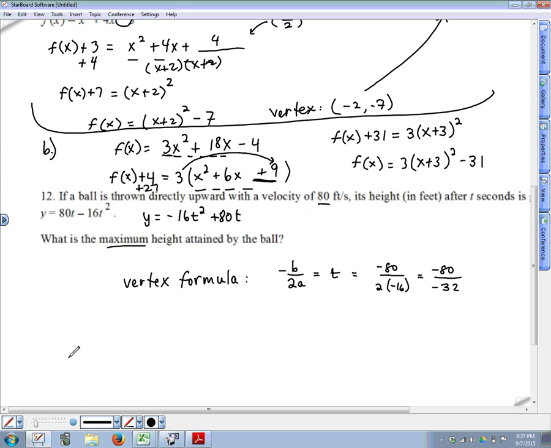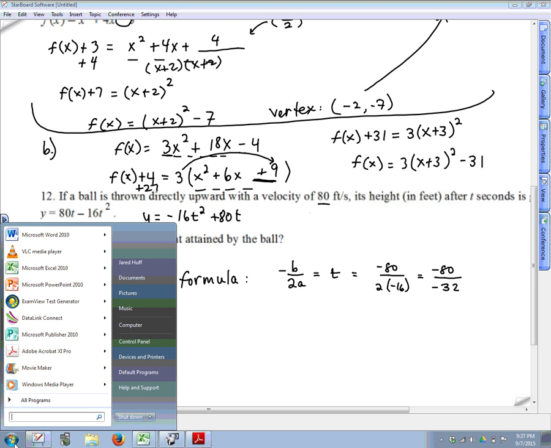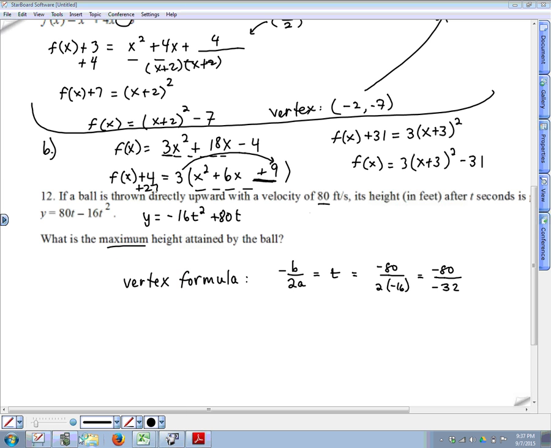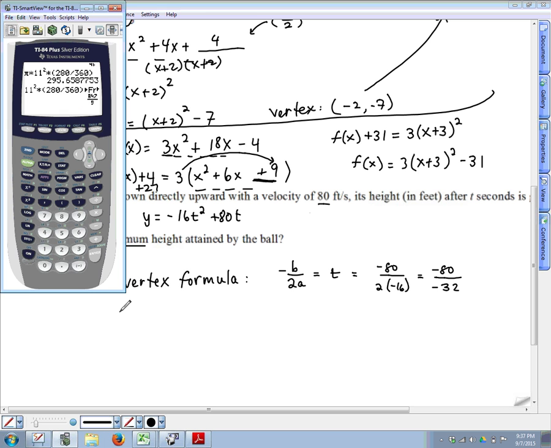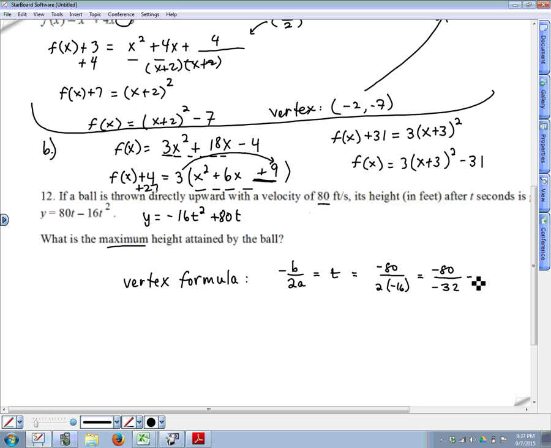Then this would need to be done on a calculator. You probably want to use decimals, unless you want to keep it as fractions. It's up to you. You are allowed to use a scientific calculator. I'm going to be using this graphing calculator just because that's the one I have available, but you're going to want to use your scientific calculator. 80 divided by 32 is 2.5. And that's 2.5 seconds, remember, because this is the value of t.